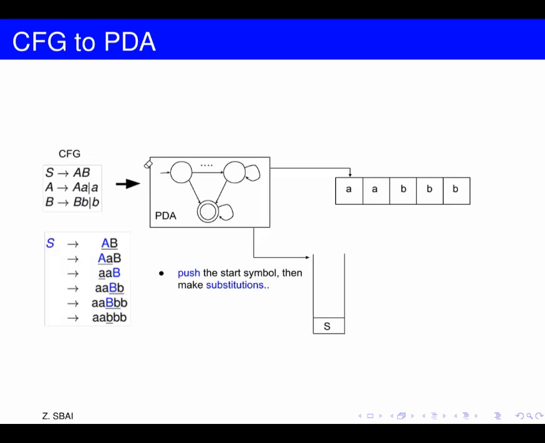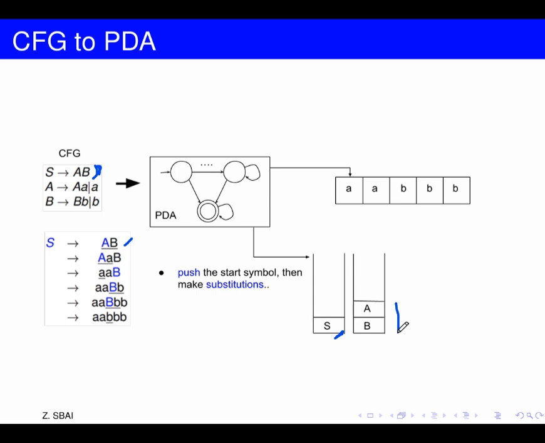So the set of all strings that can be generated from the start symbol constitutes the language of the grammar. For us to define the pushdown automaton, we need to define the operations that will be done on the stack: what will be popped and pushed while we are reading the input. The idea is to push the start symbol, here S, and then make substitutions. What does that mean? It means that we'll apply this rule: S is substituted by AB. We will pop the symbol S from the stack and push the two symbols AB.